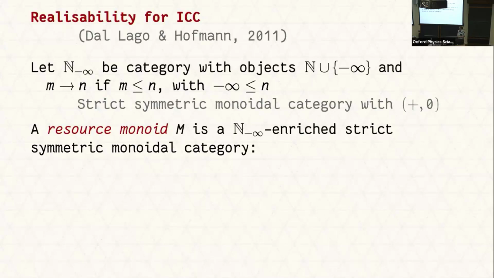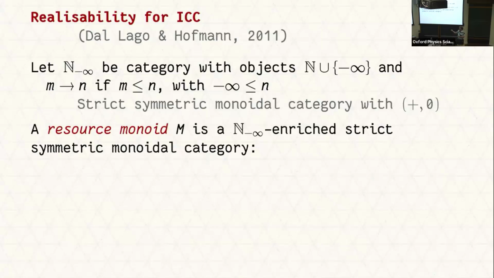So their technique relies on something they call a resource monoid. And I think the nicest way to state this is that it's a certain kind of enriched symmetric monoidal category. So if we let N with a negative infinity be the category with objects which are natural numbers and added with a negative infinity. So this is going to be the number of steps available to do computation, with a negative infinity if this computation isn't possible. And then the arrows are just the ordering. This is a strict symmetric monoidal category with plus and 0.